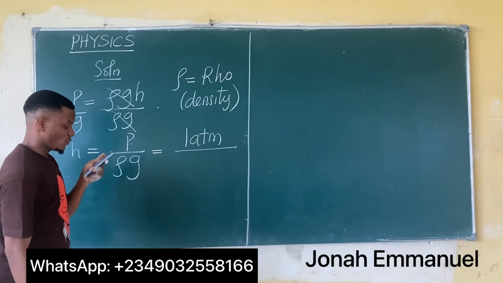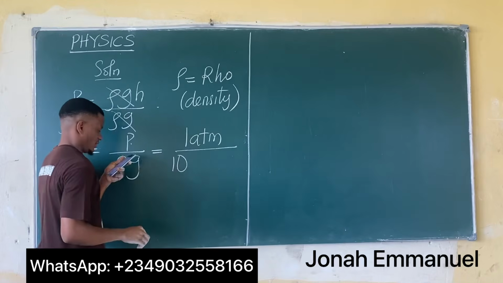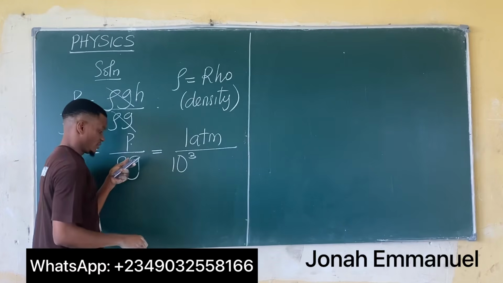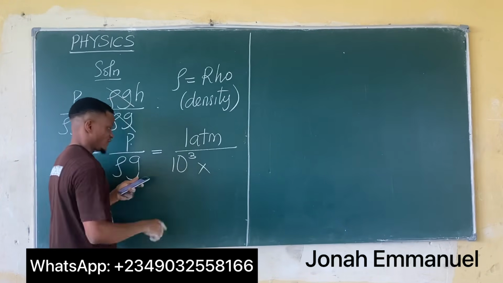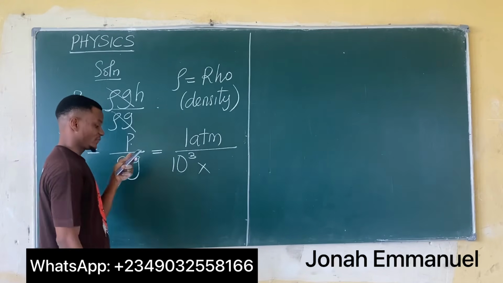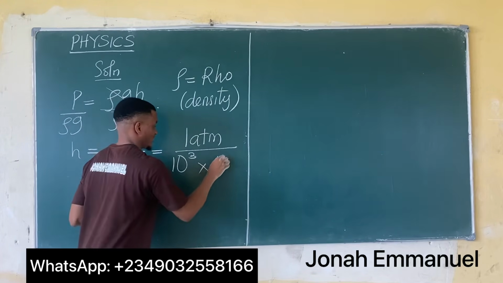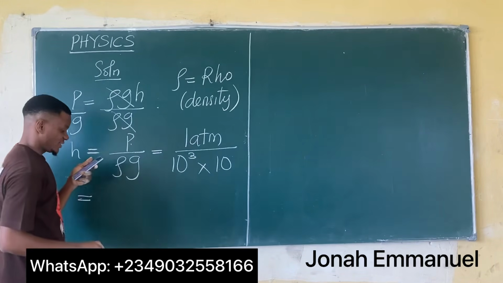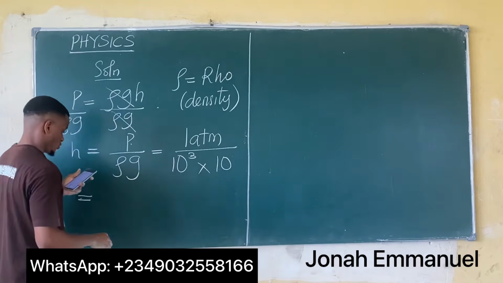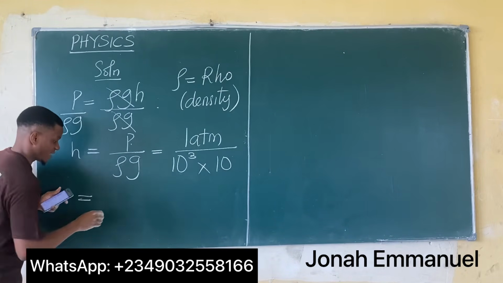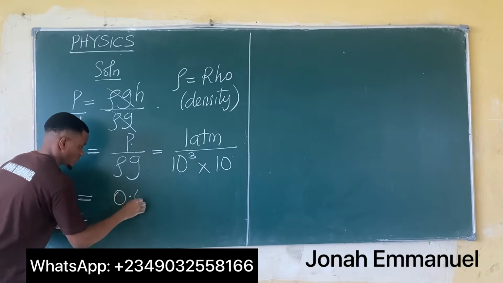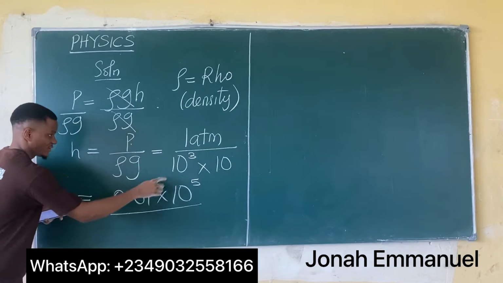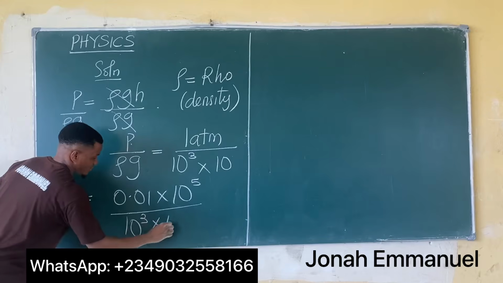They gave the density of the seawater as 10 to the power 3, not 13. That's of course the density of water. So that's 10 to the power 3 times gravity, which is 10. Now you're given the value of 1 atmosphere in your question as 0.01 times 10 to the power 5, all over 10 to the power 3 times 10.